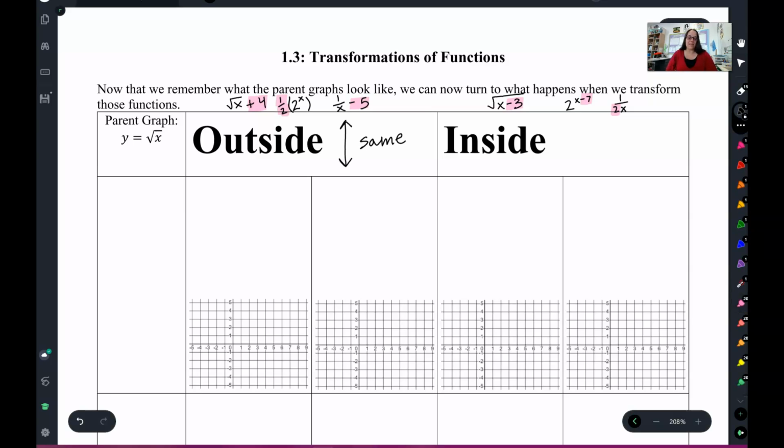Now, if something is inside that function area, it will always affect the graph horizontally. Always. So move the graph side to side, stretch it side to side, reflect it side to side, all those different things, but it will always affect it horizontally. And it will always affect it opposite what you think it should. And I'll talk about that more in just a second.